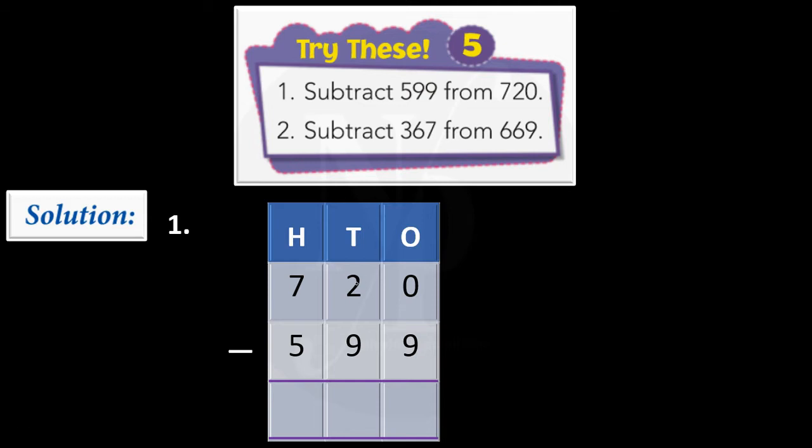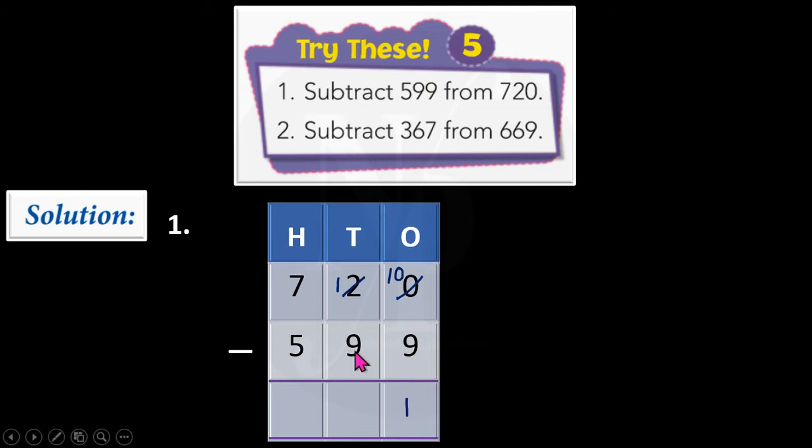So we make this 2 tens as 1 ten and we borrow 1 ten to the ones column. Now this becomes 10 ones. So on subtracting 9 ones from 10 ones, we get 1.